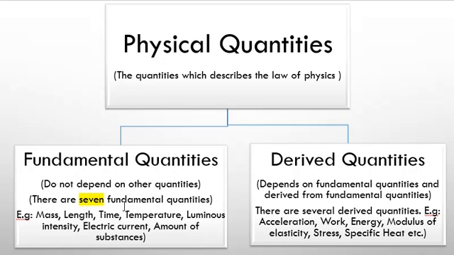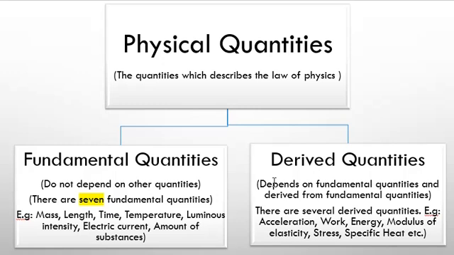There are seven fundamental quantities, because they are fixed, and until now there are seven. We must remember these quantities, as this may be asked in the examination. Mass, length, time, temperature, luminous intensity, electric current and amount of substance are taken as the fundamental quantities. There are seven types of fundamental quantity, and this is fixed.